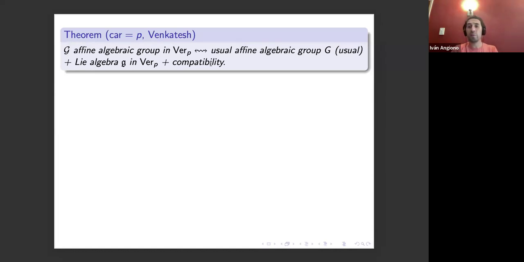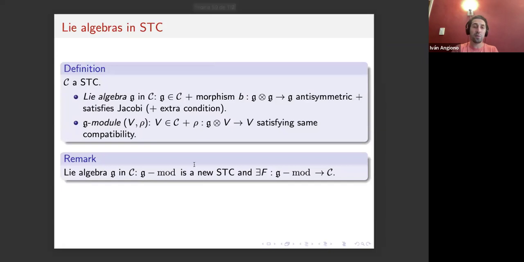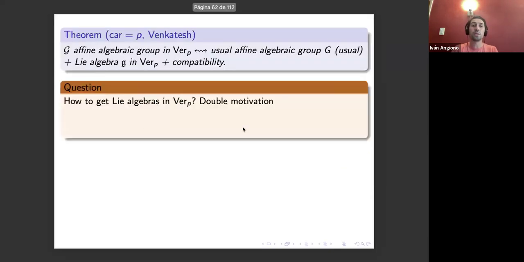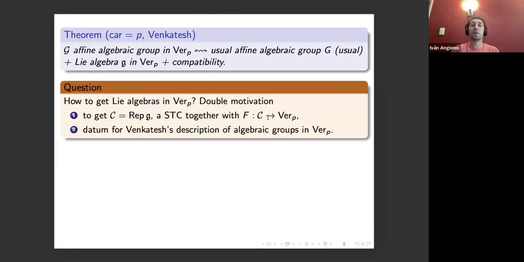And because of this theorem and the previous remark saying that we have this kind of forgetful functors, we are interested to study Lie algebras in Ver_p. The double motivation are, first, to have categories fibering over Ver_p, and the second is that we can have part of this data for Venkatesh's theorem. We have the Lie algebras that we have here. So we reach here the motivation of my talk. Let's move to Lie algebras in Ver_p, essentially.